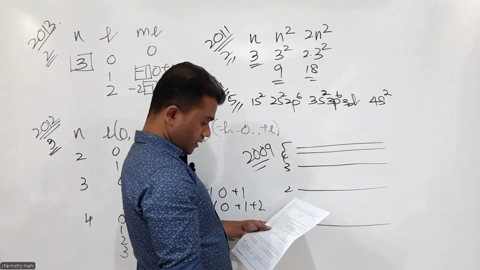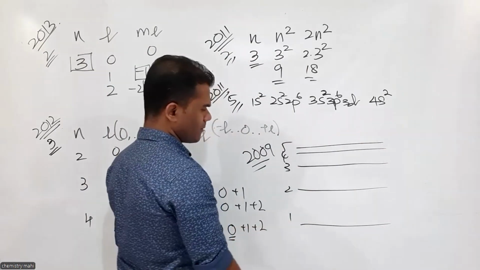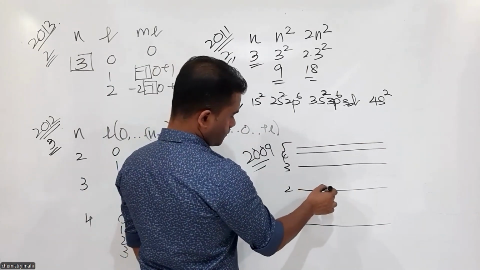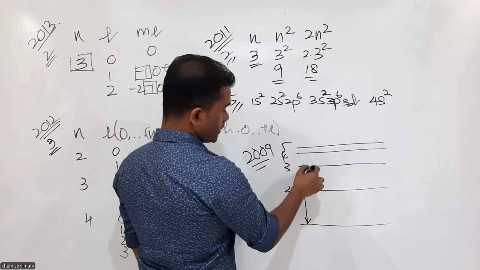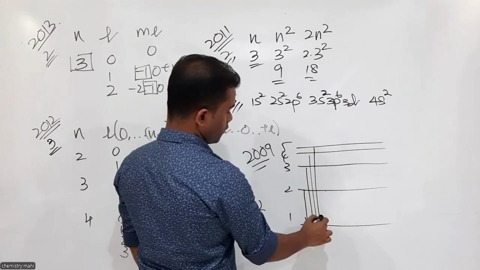Now they ask what are the possible electron transitions within these. One possible transition is 2 to 1. The other, 3 to 1. Next, 4 to 1. Next, 5 to 1.